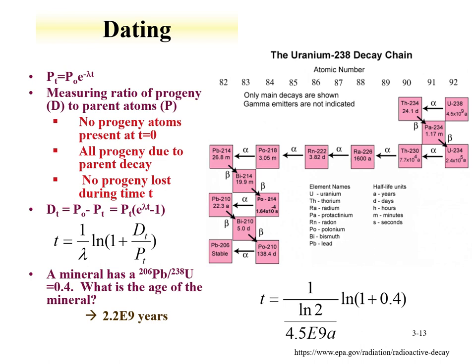So what we need to assume is that there was no lead-206 present at time zero in this zircon. All the lead-206 that is there is due to the decay of uranium-238, and that no lead-206 was lost during the lifetime of this material.